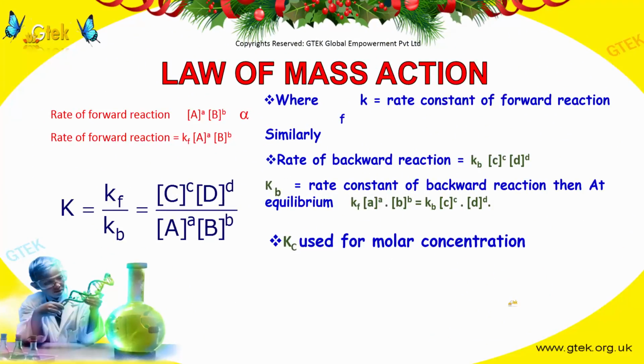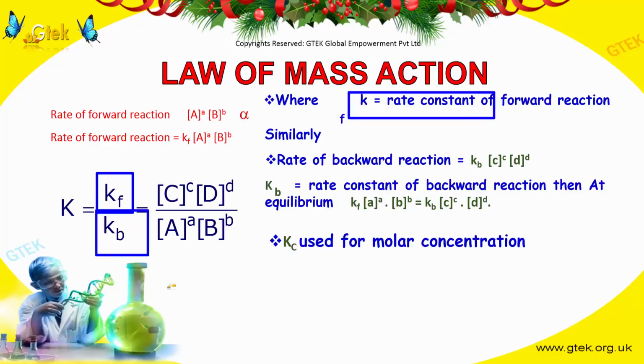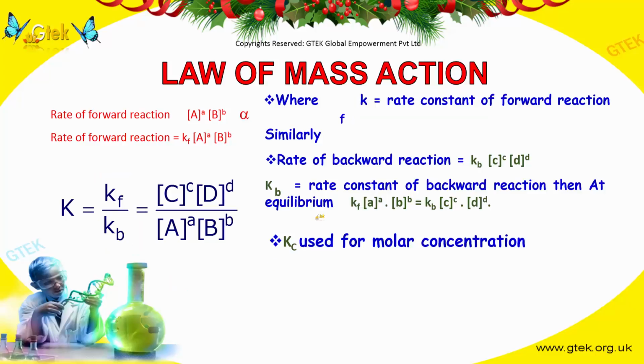As I told, the law of mass action is defined by the rate constant. So it is the rate constant of the forward reaction divided by the rate constant of the backward reaction. So this is how your equilibrium constant will be defined.